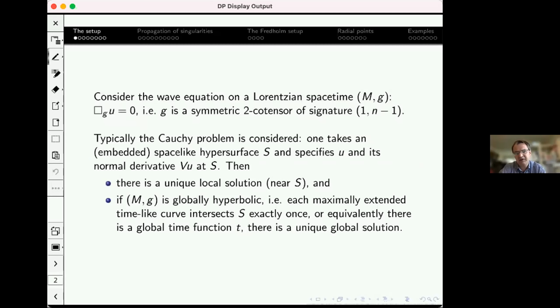So the setup is the wave equation on Lorentzian spacetimes, so we have a symmetric 2-cotensor. It doesn't really matter which way the 1 and the n-1 go, but I like 1 plus and n-1 minuses. Usually one thinks about the Cauchy problem for this. You take an embedded spacelike hypersurface and specify the function you're trying to solve and its normal derivative at this hypersurface. Locally there's a unique solution, and if you have global hyperbolicity, which one way to put it is that there's a global time function, then you get a unique global solution. So that's the Cauchy problem.